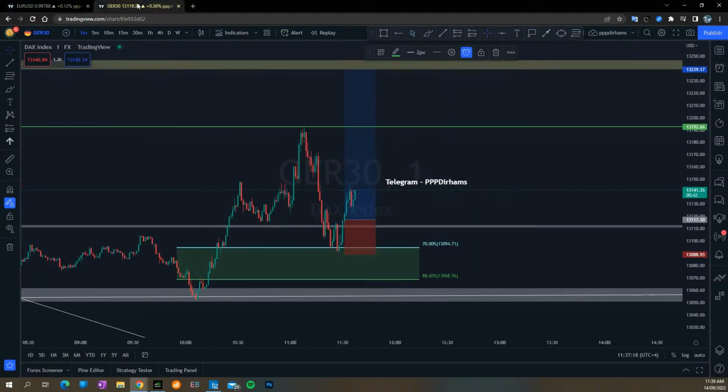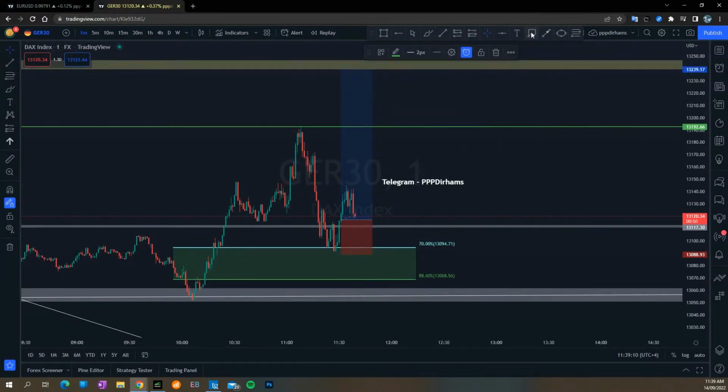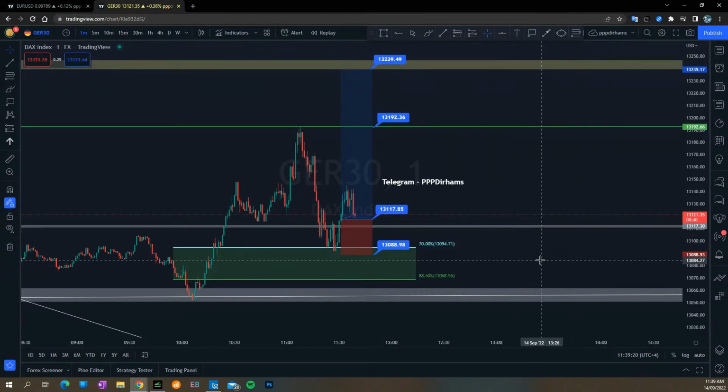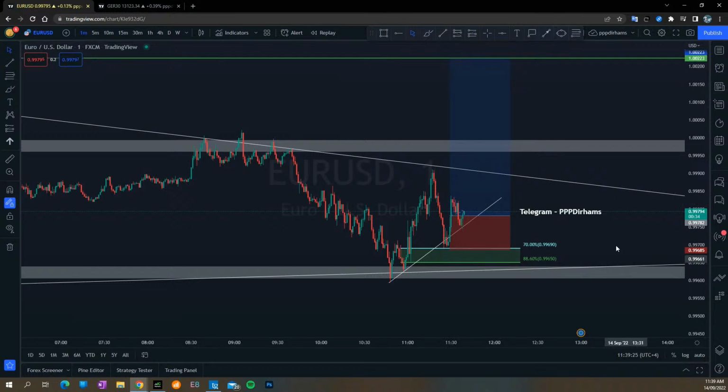What are you targeting for German index? Oh, thanks for reminding me, guys. I didn't actually add the points as usual. Here are the points, my dears. Forgive me. Okay, go ahead and take a screenshot and apply that to your trades. And for Euro USD, here are the points.